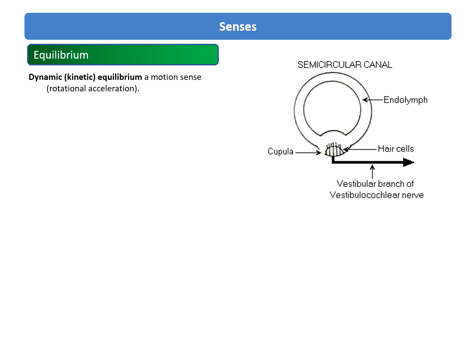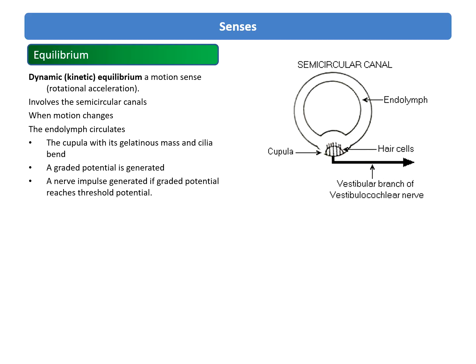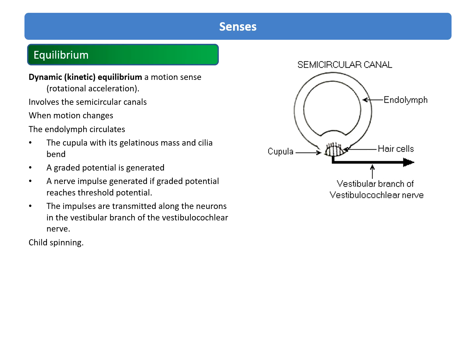Dynamic or kinetic equilibrium is a motion sense, particularly for rotational acceleration. It involves the semicircular canals. When motion changes, the endolymph circulates, the cupula with gelatinous mass and cilia bend, and a graded potential results. A nerve impulse is generated if the graded potential reaches threshold. The impulses are transmitted along the neurons in the vestibular branch of the vestibulocochlear nerve.